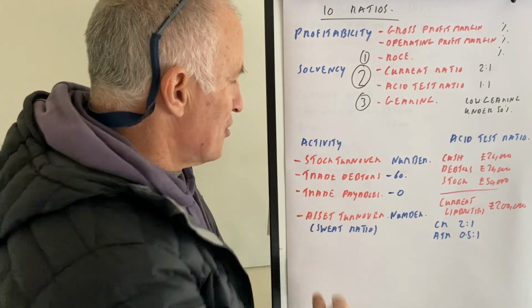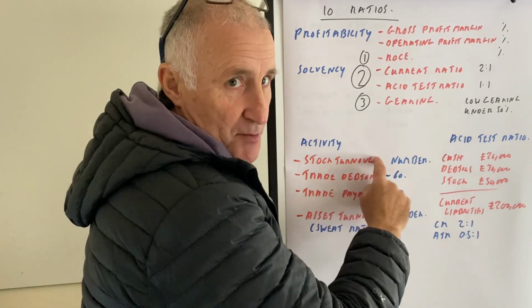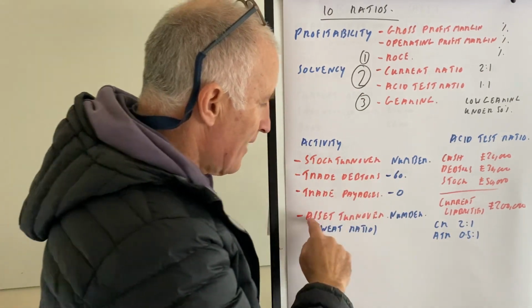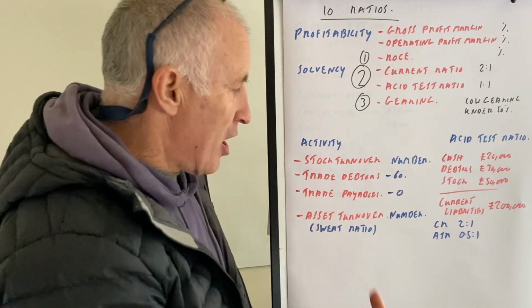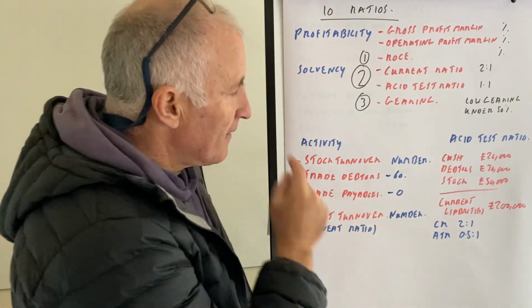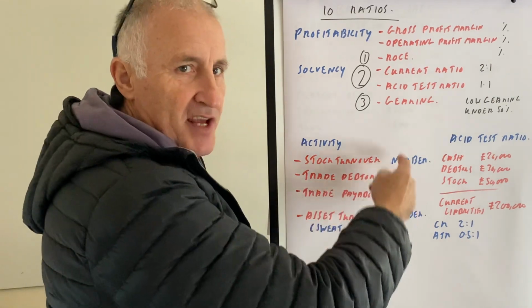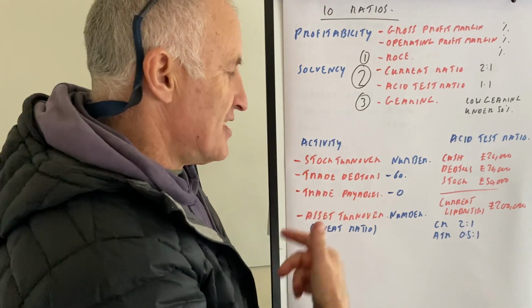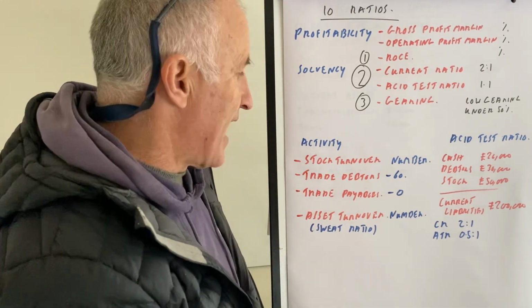These are all numbers. Stock turnover, we want this number to be as high as possible because that means that we're turning over our stock as quickly as possible. The asset turnover is how hard we are working our assets. Once again, we want this number to be as high as possible. And then trade debtors, how long it takes people to pay the business. And trade payables is how long we pay our debts.